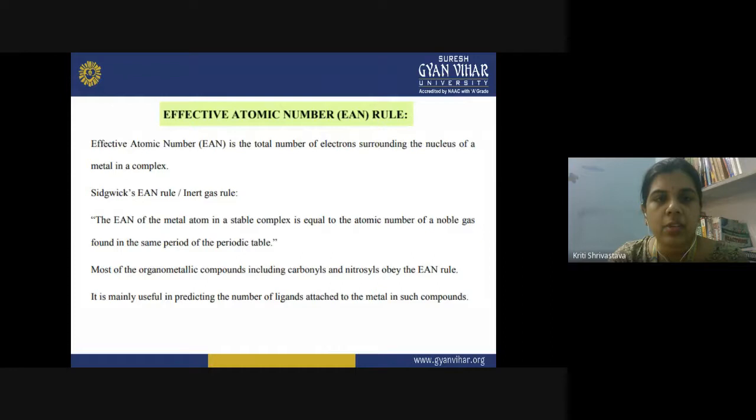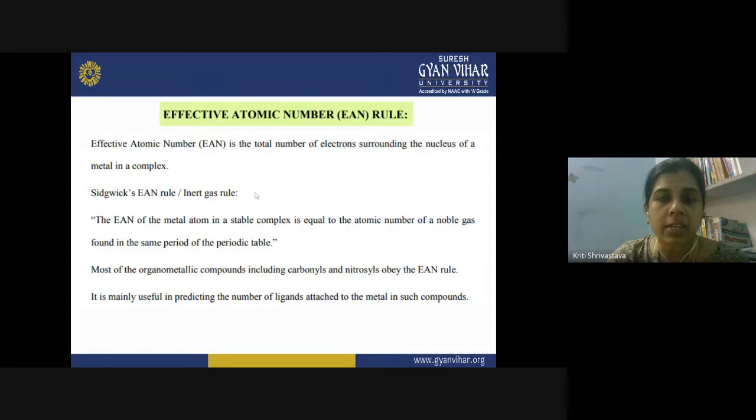So effective atomic number, what is it? It is the total number of electrons surrounding the nucleus of a metal in a complex. The important thing is we are counting the number of electrons in the metal which has already formed the complex. We are not counting the number of valence electrons in the metal. When a metal has formed a complex, it has actually accepted electron pairs from the ligands. That is what the complex is, right?